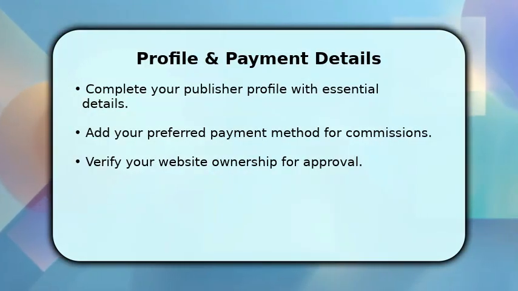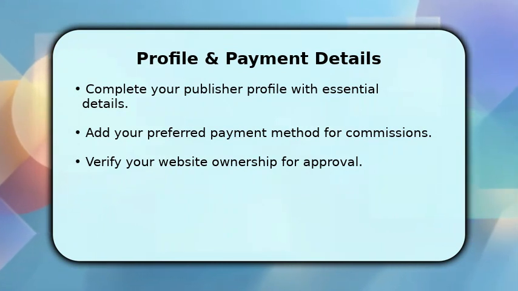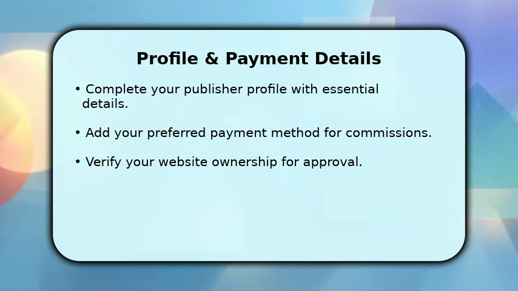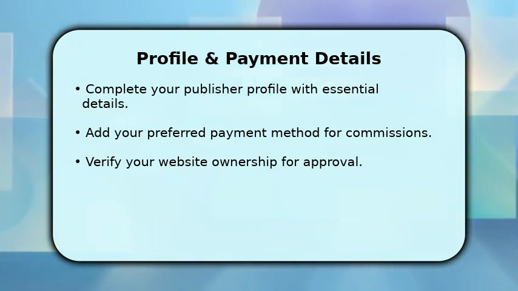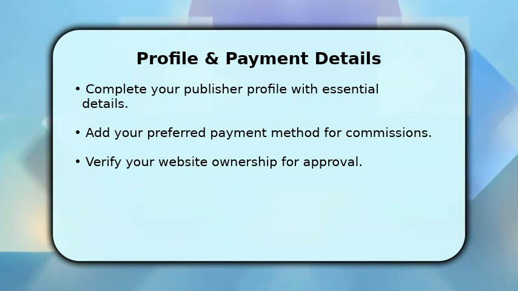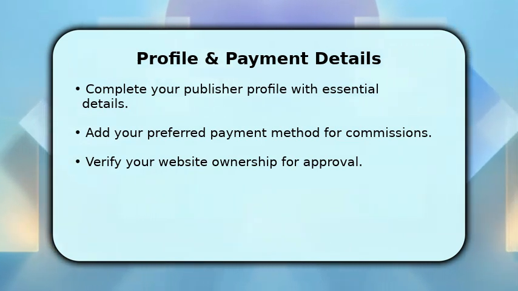Once your account is active, log in and complete your publisher profile. This includes providing details about your promotional methods and audience. Next, set up your payment information. AWIN offers various options, so choose the one that suits you best, like direct deposit. You'll also need to verify ownership of your website, often through a small deposit or by adding a specific code. This step is vital for full account activation and program applications.